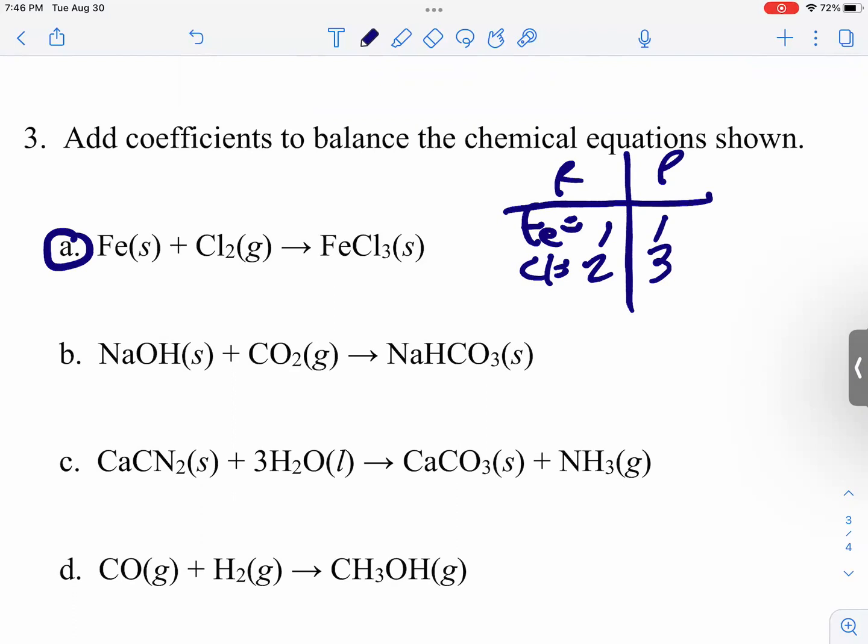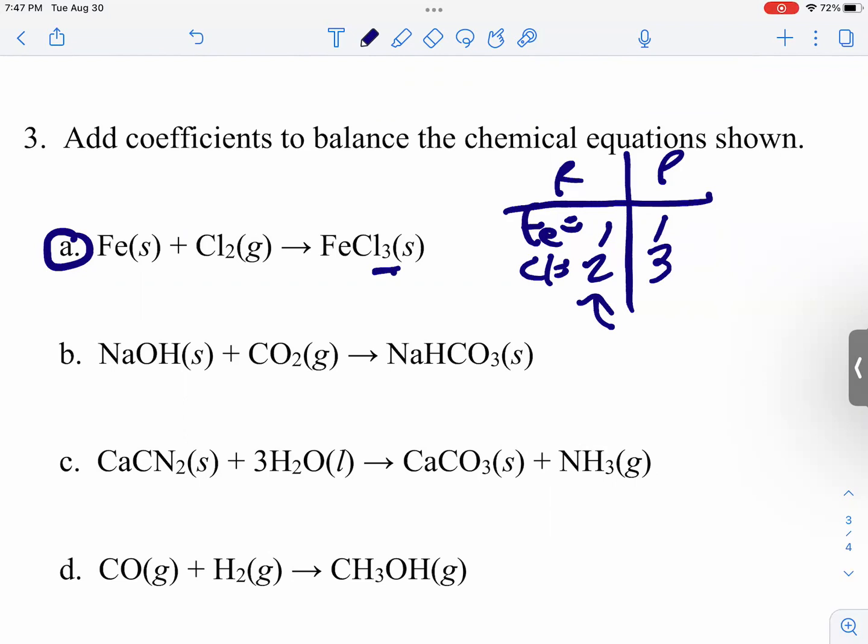So what are we going to do about this? We know that we need to increase chlorine on the reactant side. What if we increase chlorine by 2? We could do that. If we did that, then we'd have 4 chlorine, and on this other side, we know that we have 3. So that's not going to work out, is it?